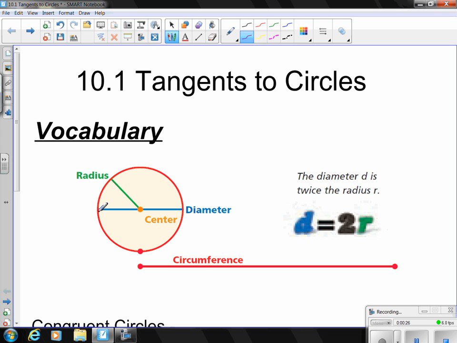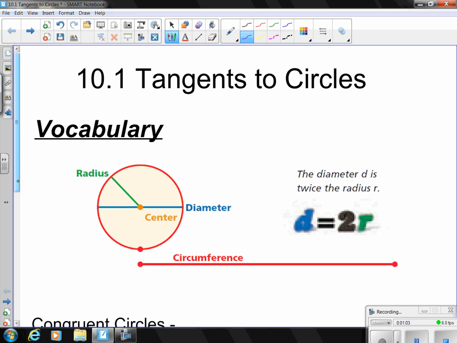A line that has endpoints on the circle and goes through the center of the circle is called a diameter. The radius is a line segment from the center of the circle and has one endpoint on the circle. And the circumference is the distance around the circle. So here this red line represents the circumference if you cut the circle here and laid it flat. That's an important concept: the circumference is a linear length. It's a line.